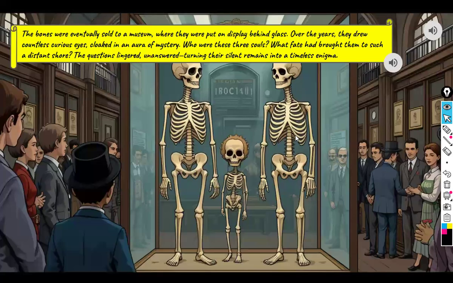The bones were eventually sold to a museum, where they were put on display behind glass. Over the years, they drew countless curious eyes, cloaked in an aura of mystery. Who were these three souls? What fate had brought them to such a distant shore? The questions lingered, unanswered, turning their silent remains into a timeless enigma.